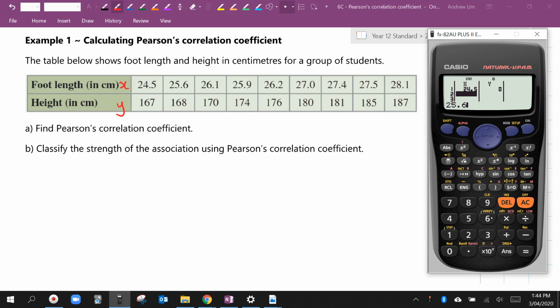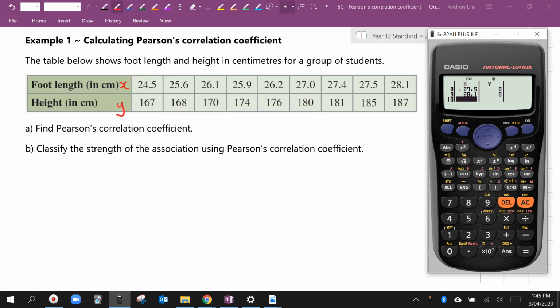25.6 equals 26.1 equals 25.9 equals 26.2 equals 27, 27.4, 27.5, 28.1. Now this says that I should have 9 numbers according to my calculator. Let me just check. 1, 2, 3, 4, 5, 6, 7, 8, 9.